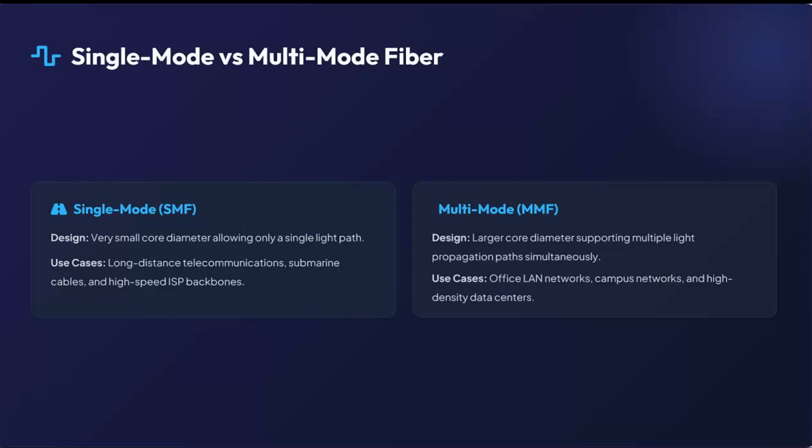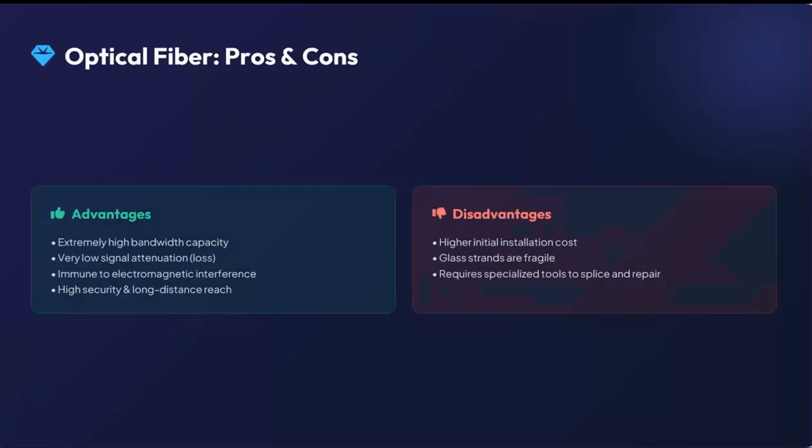On the other hand, the second is the multimode fiber. This core is quite larger and multiple light beams travel simultaneously in a multimode fiber. So it's mainly used for shorter distances compared to a single mode fiber. Primary applications include office networks, campus networks, and data centers.